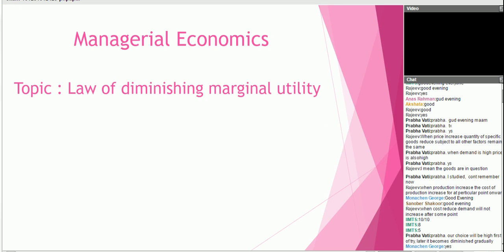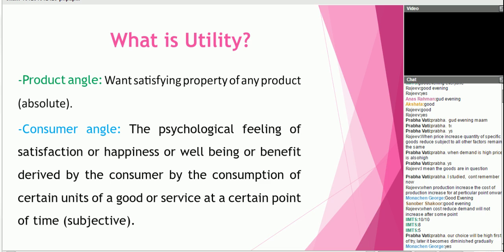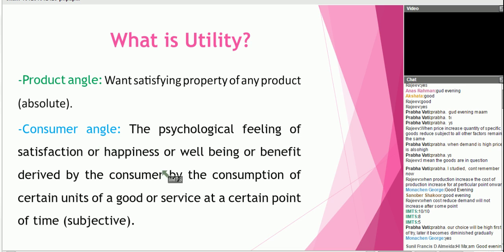So you can see, this is the topic for today. Now the first thing is, what is utility? Utility refers to the satisfying property of a product. If you talk with reference to the product, then it is the satisfying capacity or the satisfying power which a product gives to the consumer. That is product, that is utility. Then from the point of view of the consumer, it is the psychological feeling of satisfaction or happiness or well-being or benefit derived by the consumer by the consumption of certain units of a good or service at a certain point of time. Okay.